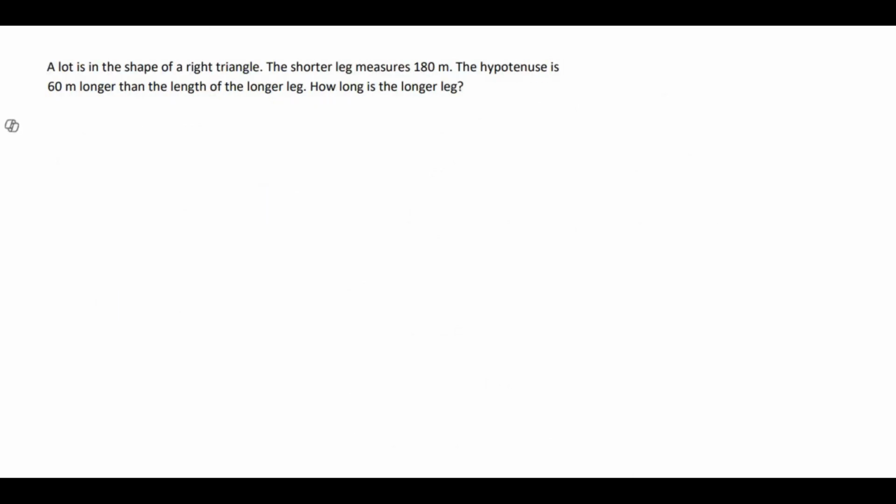A lot is in the shape of a right triangle. The shorter leg measures 180 meters. The hypotenuse is 60 meters longer than the length of the longer leg. How long is the longer leg? So the first thing that we need to do is to sketch out a picture.